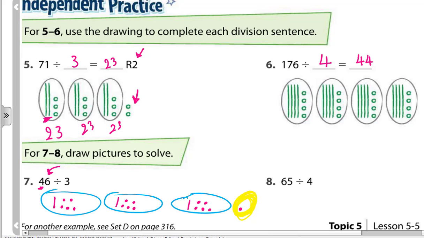So now count how many in each group. How many tens and how many ones? Yes, 1 ten and 5 ones. So this is 15, this is 15, and this is also 15. Okay, 1 plus 1 plus 1 equals 3. How many left over? 1. So we should write that the remainder is 1. Thank you, my hero.